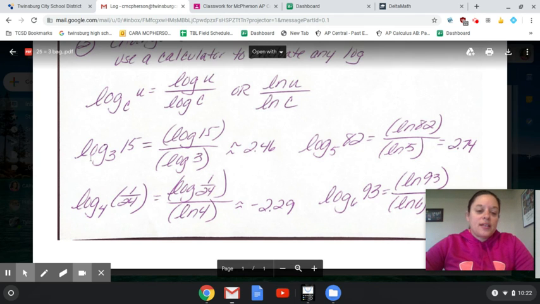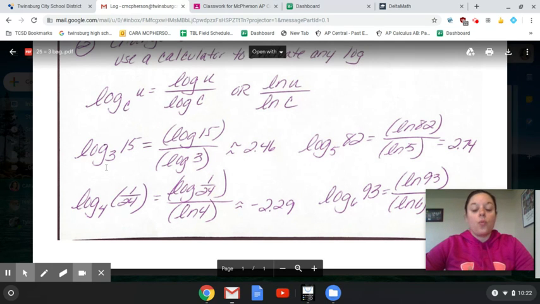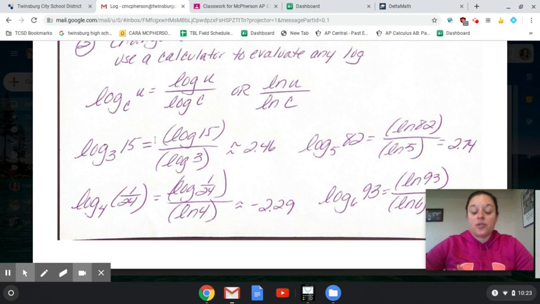So let's say you're asked to find the log base 3 of 15, and it's not something you can do in your head, because what this is saying is 3 to what power equals 15. And we know 3 to the first is 3, 3 to the second is 9, 3 to the third is 27, but you're never going to get 15. So the way that we use this formula is you're going to take the log of the big number, I did common first, log of 15, and then divide it by the log of the base number.